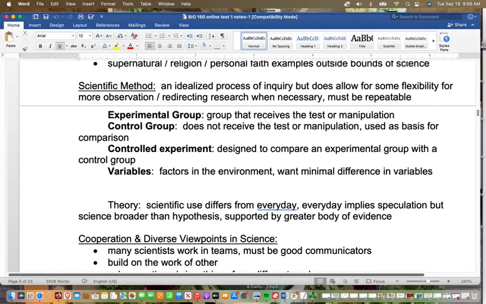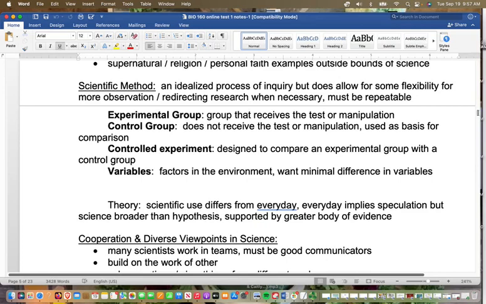The variables are the factors in the environment, and you want to minimize the difference in the variables as much as possible. We can have multiple variables, but when there are multiple variables, you're not going to know which one was actually the cause of the change or which one is actually associated with the change. So we have the dependent and independent variables. The dependent variable is what you're looking for to change. The independent variable is what you manipulate.